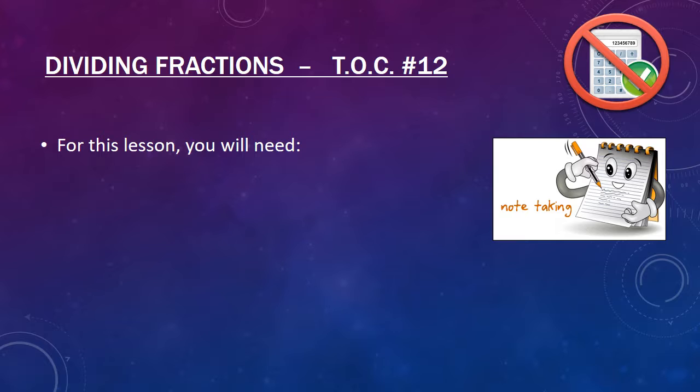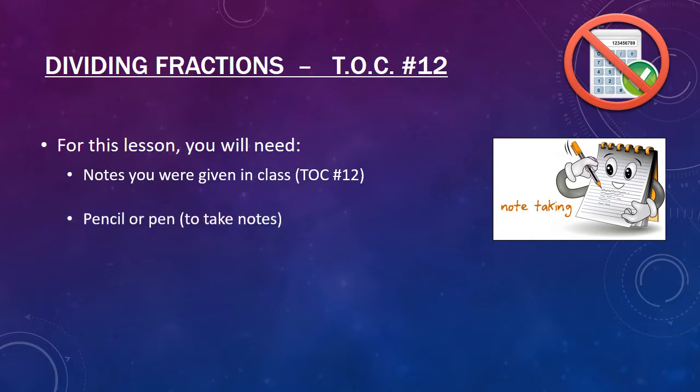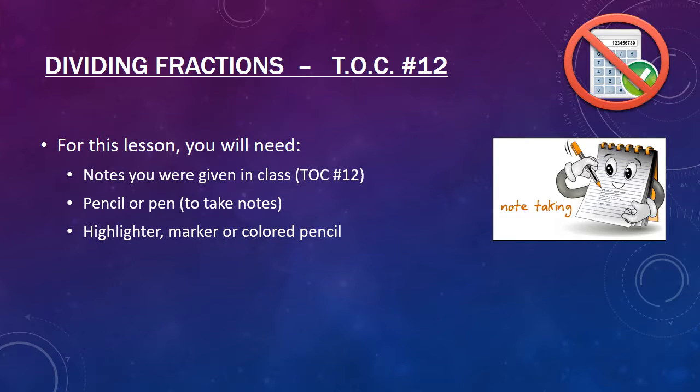For this lesson you will need TOC number 12, that's the notes you were given in class, a pencil or pen to take notes, a highlighter, marker, or colored pencil, and this is still part of the non-calculator section. So as big as the numbers are going to get, you cannot use a calculator.